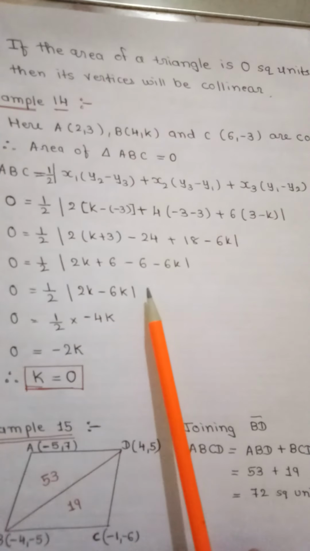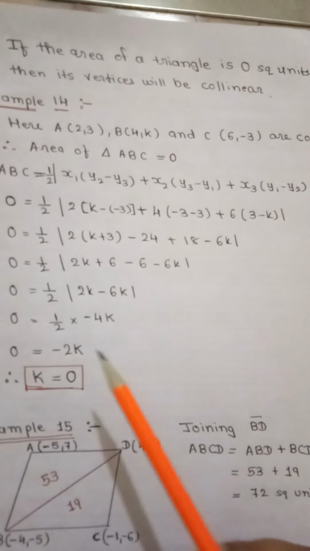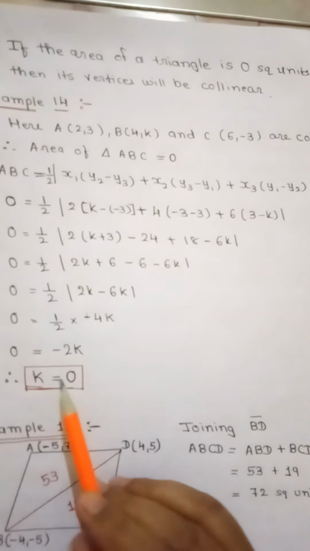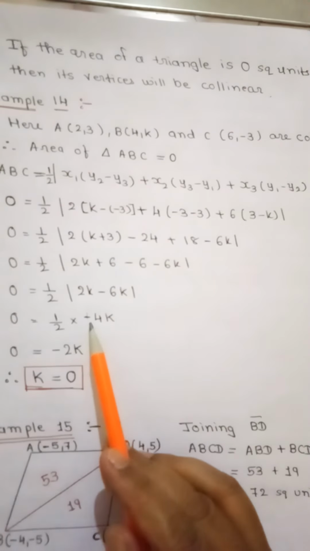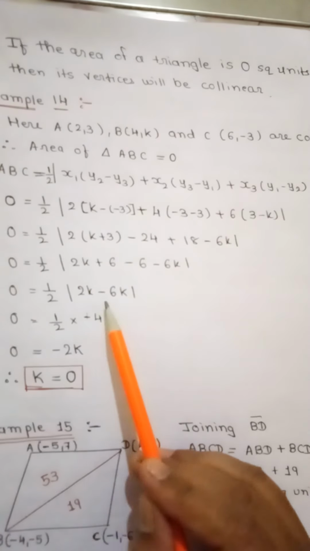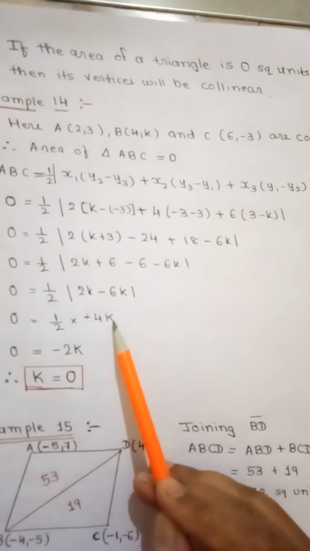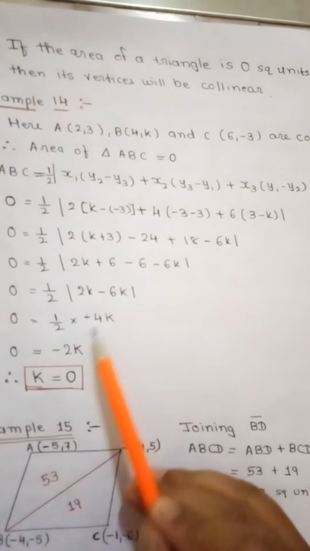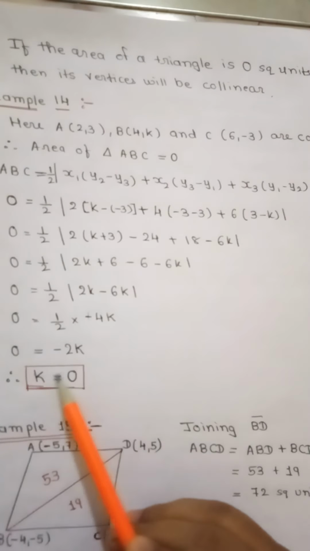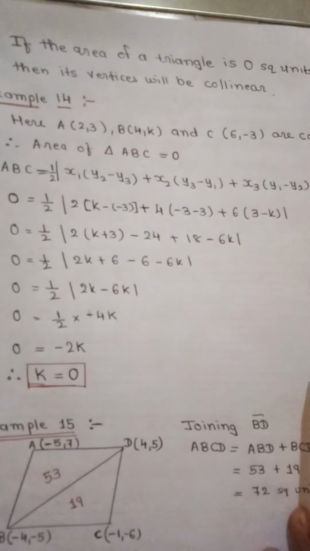Now minus 4k. If we remove the absolute value or modulus, you can write plus 4k also. So 4k upon 2 gives 2k, or you can write minus 4k also, because we don't know clearly whether this answer is positive or negative. So 2 2s are 4, so 0 is equal to minus 2k. Therefore k is equal to 0. That means the value of k will be 0.